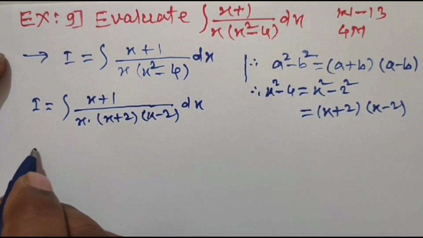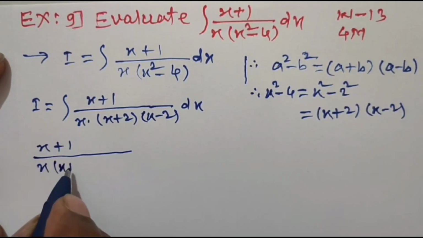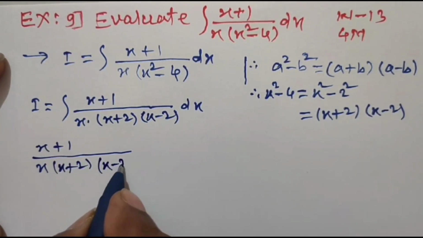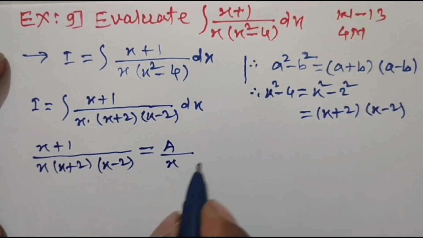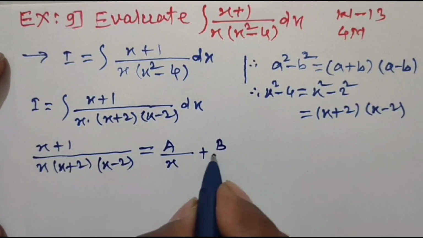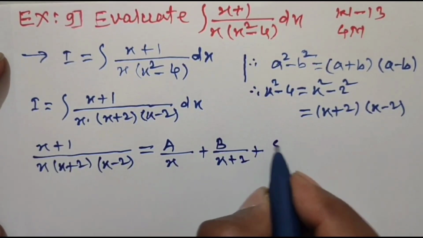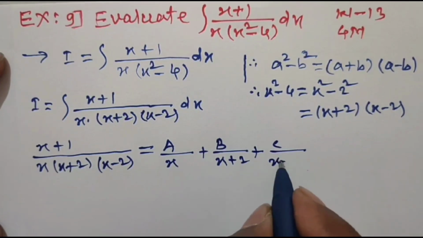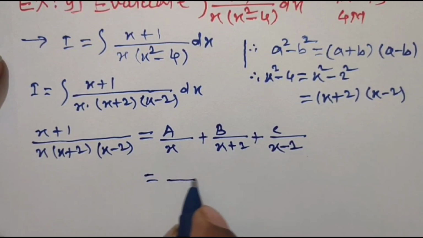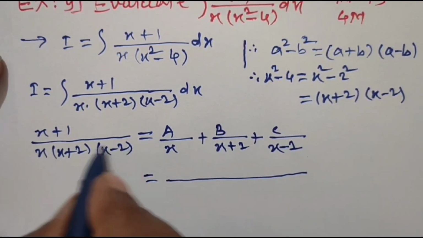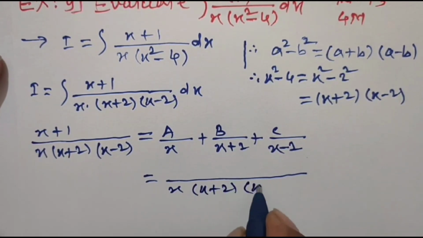To find partial fractions, x plus 1 divided by x into x plus 2 into x minus 2 is equal to, we can write, arbitrary constant a divided by the first linear factor, that is x, plus arbitrary constant b divided by the second linear factor, that is x plus 2, plus arbitrary constant c divided by the third linear factor, that is x minus 2. Now the LCM of the right hand side is equal to the denominator of the left hand side. The denominator of the left hand side is this one, x into x plus 2 into x minus 2.